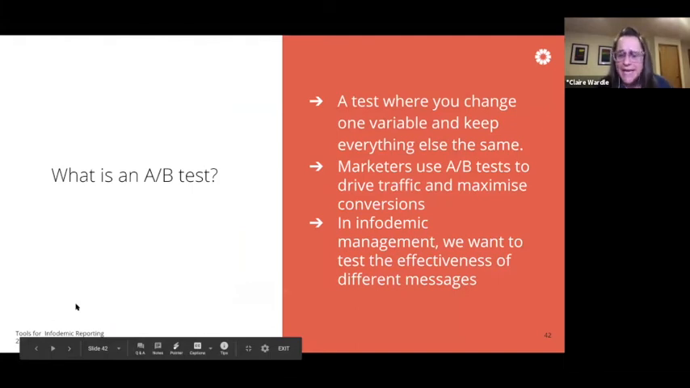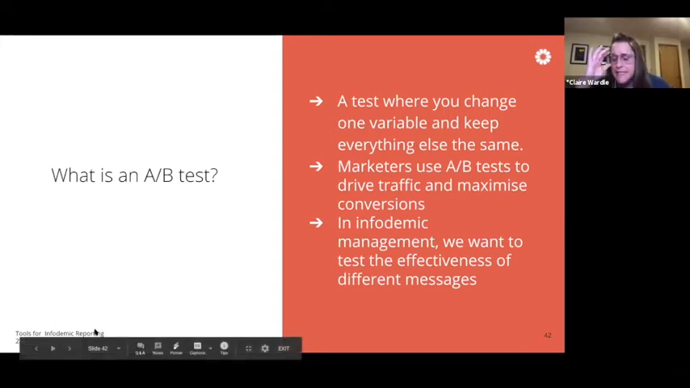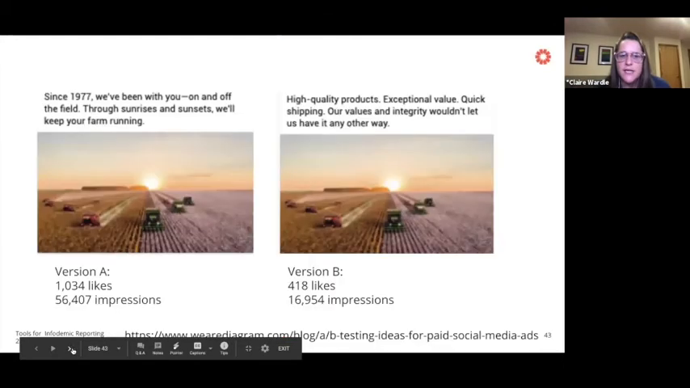An A/B test, many of you probably know this, is when you're doing a test where you change only one variable and you keep everything else the same. Marketers use A/B tests to drive traffic and maximize conversions. So can you get somebody to buy something? Can you get somebody to click onto your website? In infodemic management, we want to test the effectiveness of different messages, and A/B testing gives us lots of ways to do that.